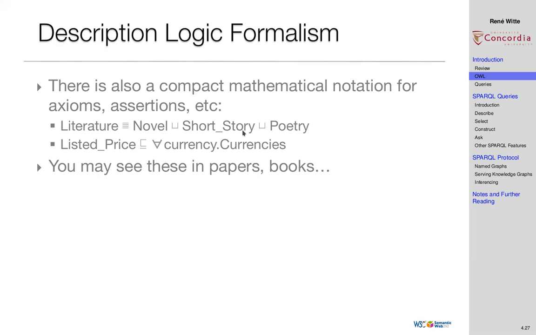You might also see this kind of notation in this context. So for description logic, you can say, for example, literature is defined as the union of novels, short stories, and poetries. So this is a notation that you'll see, for example, in books or in research publications. And this is specific to description logic, and the implementation in an AI system using OWL would use the OWL language.